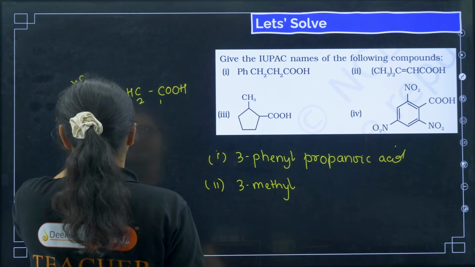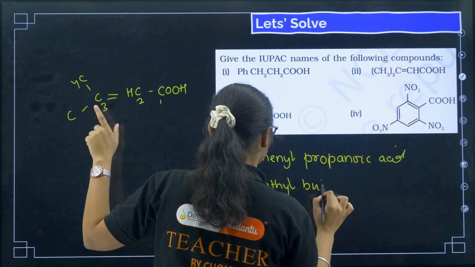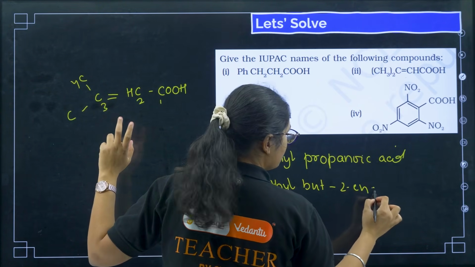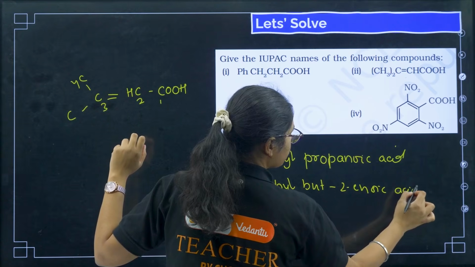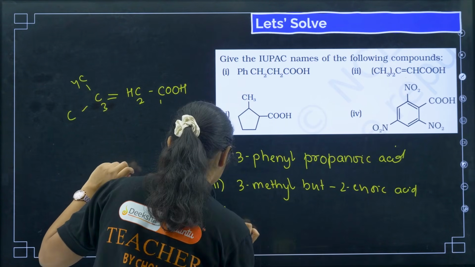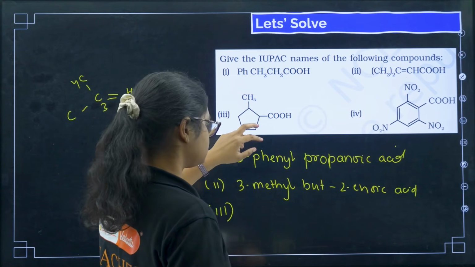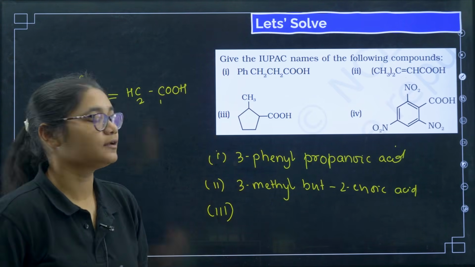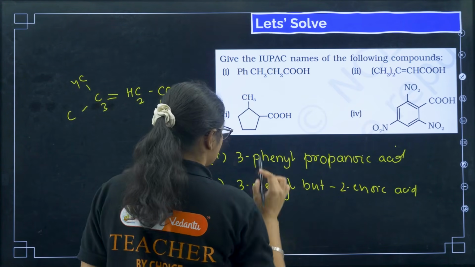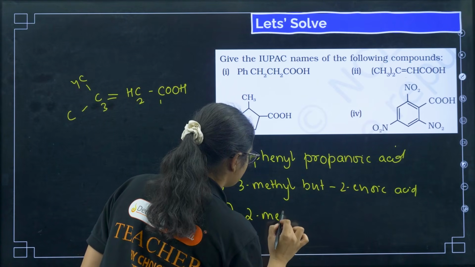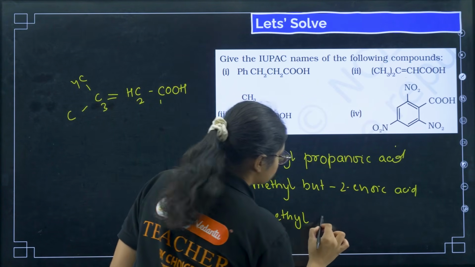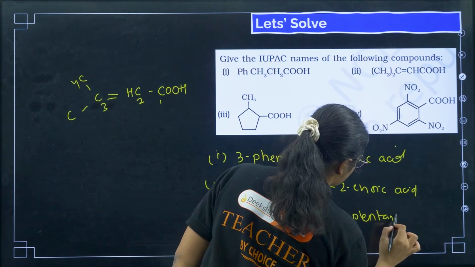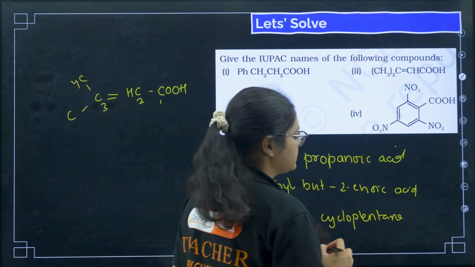Then 2-ene, but 2-enoic acid. Next, the third one is a cyclopentane ring. For the cyclopentane ring you have to use numbering like 1, 2. So 2-methyl cyclopentane, cyclopentane carboxylic acid.